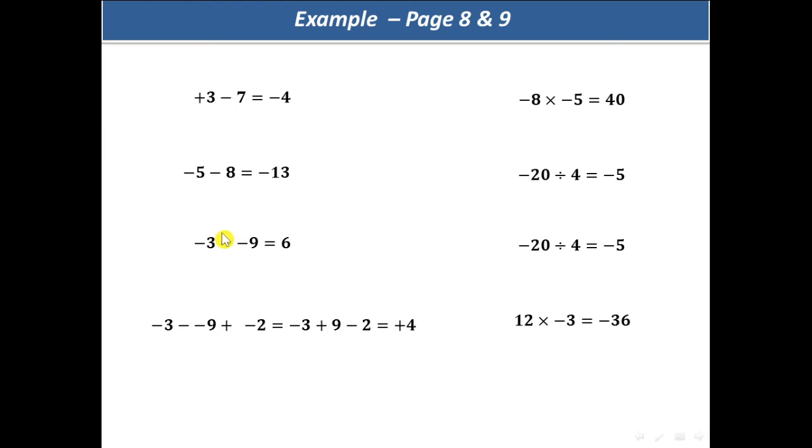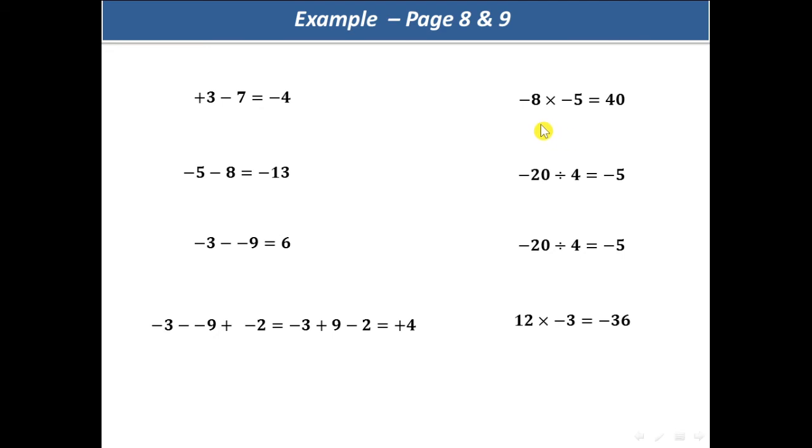Minus 3: only in this situation here, when you see two signs between two numbers, that means this sign is multiplied by this sign. Minus times minus is plus. So minus 3 plus 9 is plus 6. This is also minus 3 plus 9, plus minus is minus 2. Okay, and then it is minus 3 plus 9 is plus 6. Minus 2 plus 4.